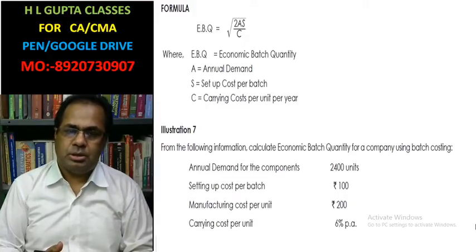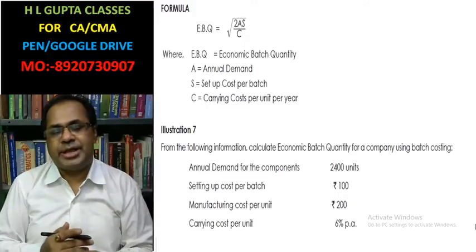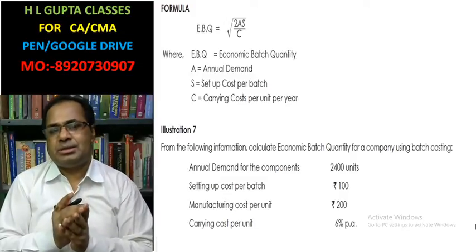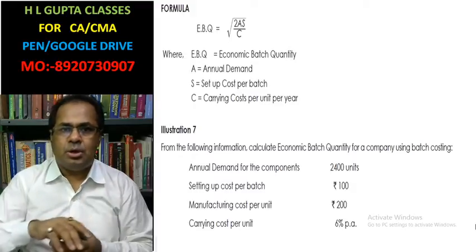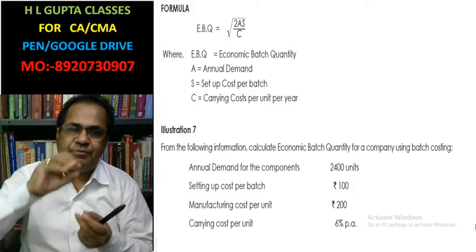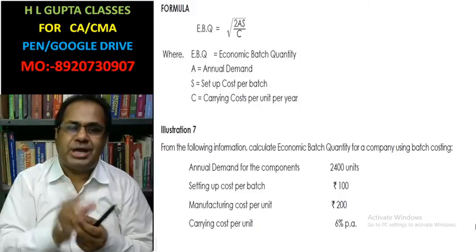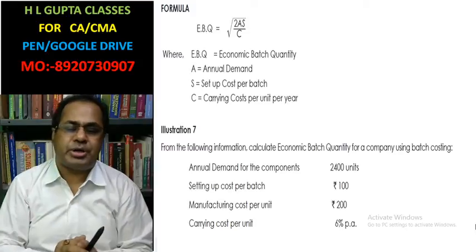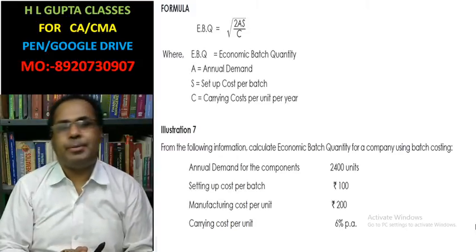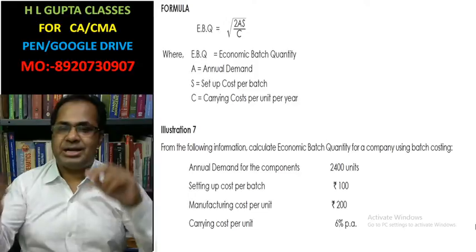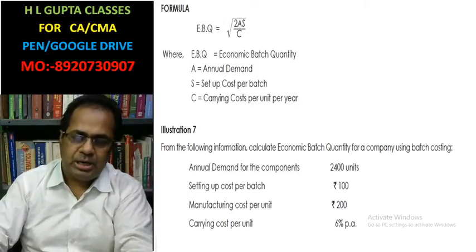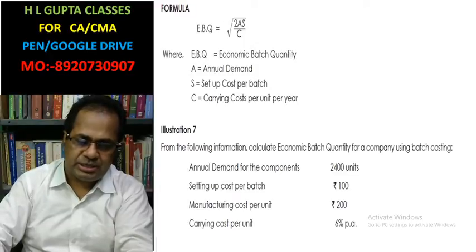Batch costing. In the case of batch costing, you have to calculate the economic batch quantity. Economic batch quantity means what the batch quantity should be for the production of the product, so that our setup cost and carrying cost per unit per year should be minimum at any production batch lot. Please read the questions here and you will find the answers for this.